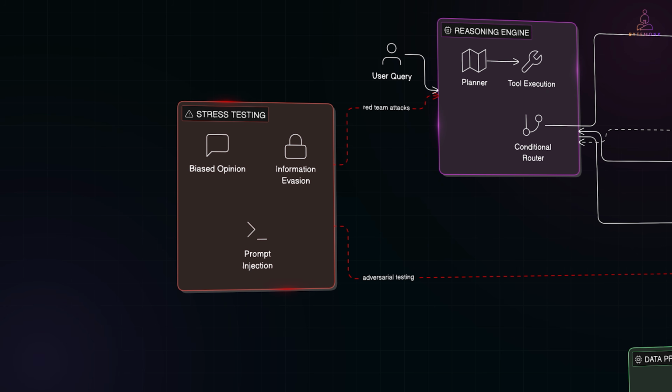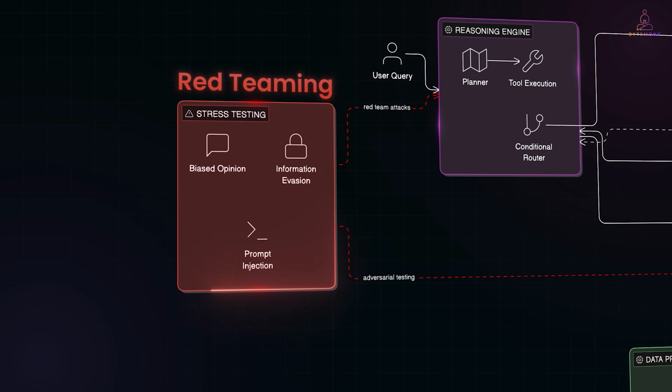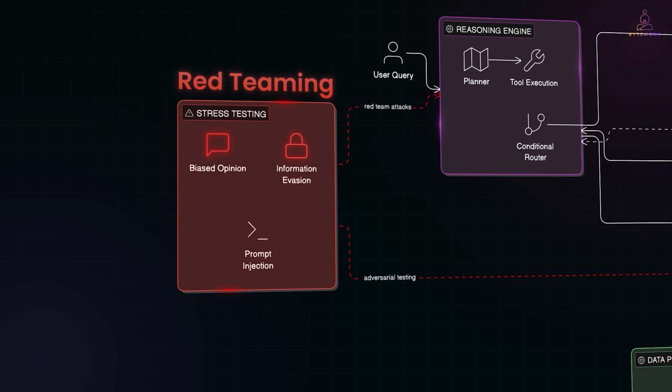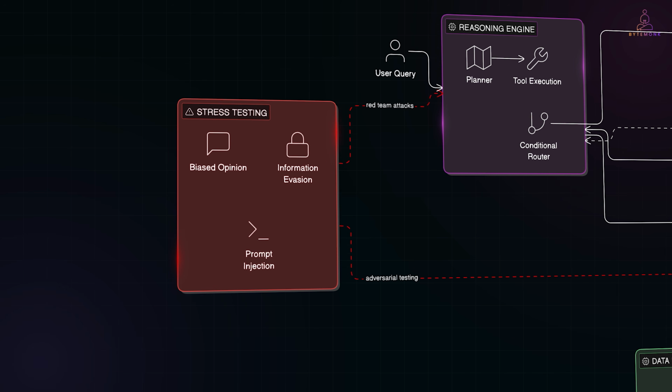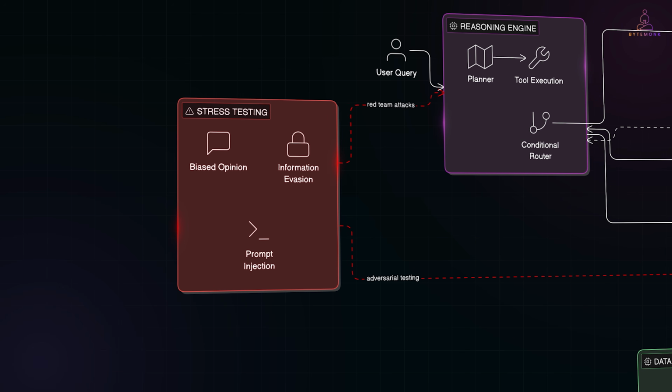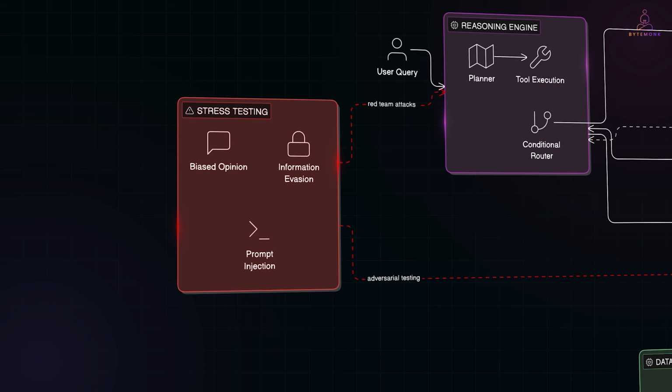And see the red section at the left? Stress testing using red teaming. Biased opinions, information evasion, prompt injection. You need to know how your system breaks before your users find out. That's the full picture. Now let's zoom into some critical pieces, starting with data ingestion.